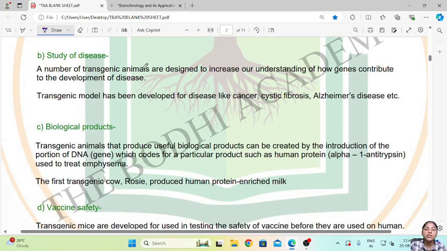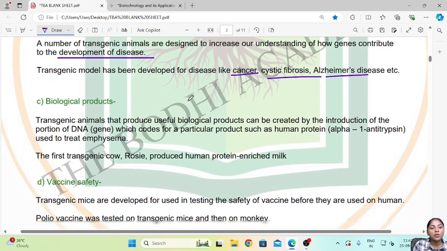A number of transgenic animals are designed to increase our understanding of how genes contribute to the development of disease. These transgenic animals are used to learn how the genes contribute to the development of diseases. Transgenic models have been developed for diseases like cancer, cystic fibrosis, Alzheimer's disease, etc. So these are the diseases for which transgenic models have been developed so far.